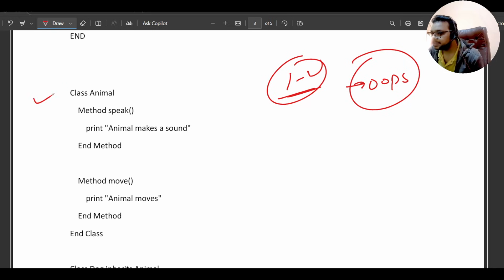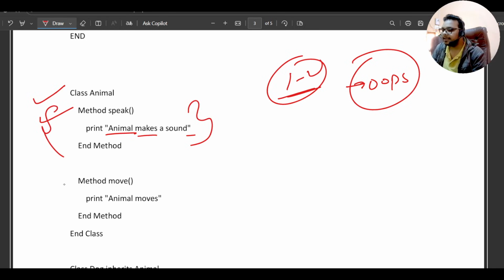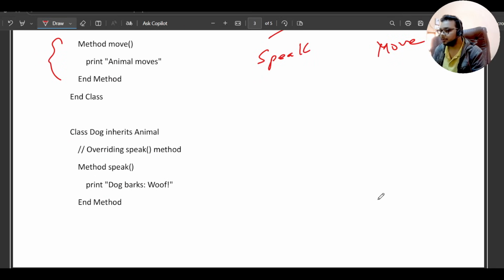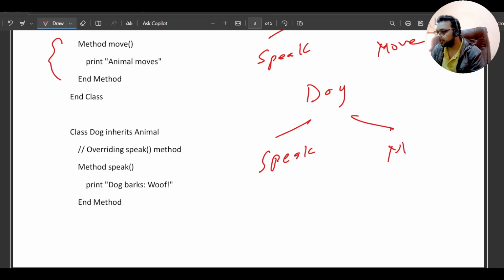Okay, so there is a class called Animal, method is speak, animal makes a sound. Okay, so this is the first method. Second method is move. So there is a class called Animal. It has two methods. One is speak and second is move. Okay, then we have another class Dog which is inheriting the Animal. That means the Dog will also have the speak and move for sure.